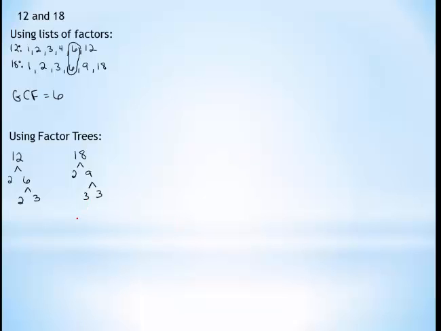Once we have the factor trees made, we circle the numbers that they have in common. These are common factors. So they have a 2 in common and they have a 3 in common. The GCF will equal those common factors multiplied together. Now, because they have a 2 in common, we list the 2 once. They have a 3 in common, so we list the 3 once. So the GCF would be 6.